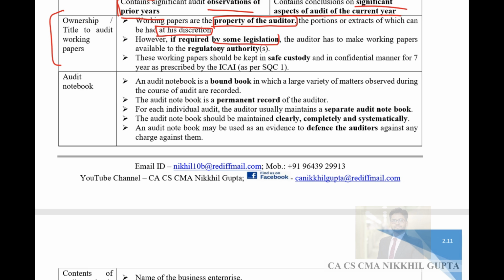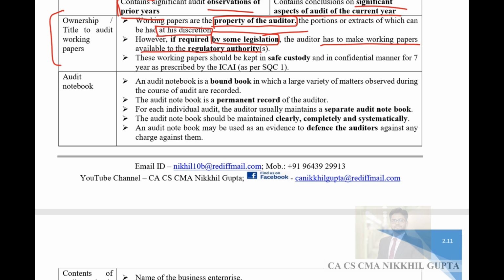However, if required by some legislation, if law is asking the auditor to give the working papers, then the auditor has to make working papers available to the regulatory authority and not the client. Again, the force is given by legislation, and legislation requires the auditor to give the working papers to the regulatory authority. I'll give you an example.